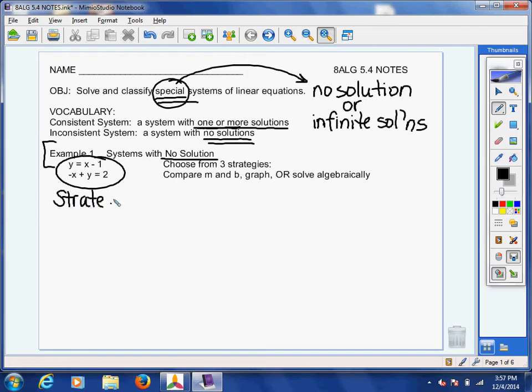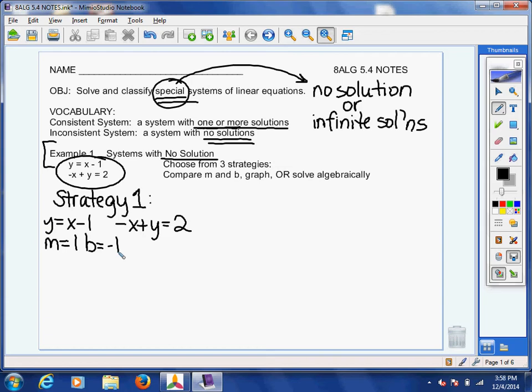I gave you 3 strategies to solve this type of system. You could compare the m, which is slope, and the b's. Let's put these side by side so we can take a look. The first one is in the perfect form, slope-intercept form: y equals mx plus b, where your m is an understood 1. That's the number directly in front of the x, and your b is the number that follows your x. And b in this one is negative 1. We need to know the m and we need to know the b, and we got it in the first one.